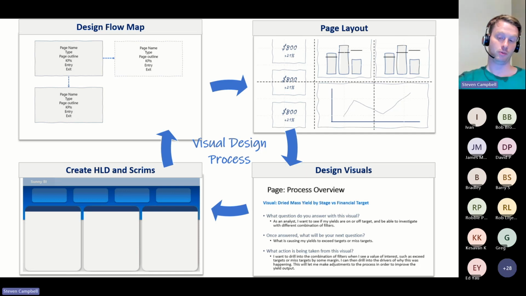Now, this is the really important one when you're designing each visual. You have to ask a few questions. And the questions I always ask is, what question do you want to answer with this visual? What will be your next question? And then what action is being taken from the visual? And really what I'm trying to get to is, well, you've told me you want to see maybe sales versus category. Why do you need to see that? Are you trying to highlight, for example, points of interest where you're going to drill in?